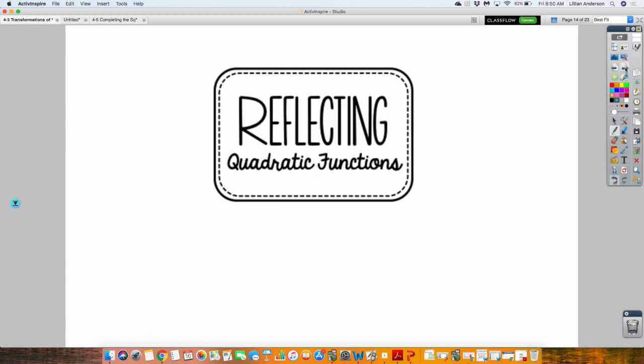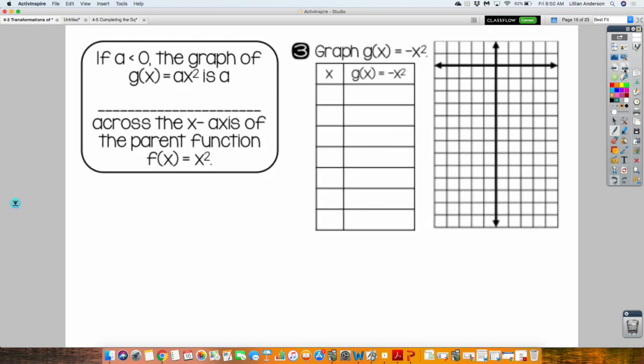Now, the last of the transformations that we're going to talk about with quadratics is reflecting. Okay? This is where it kind of gets a little bit sticky, because this is when you're looking at a less than 0. In other words, a negative. If there is a negative involved, then the graph of a x squared is a reflection across the x-axis of the original parent function. Okay?